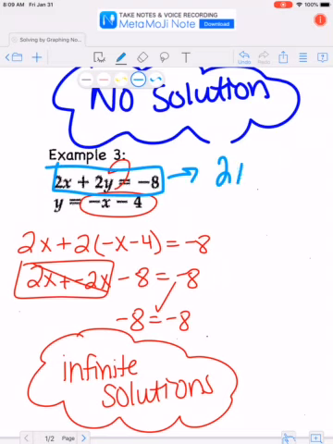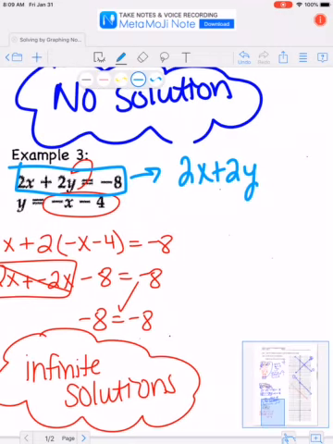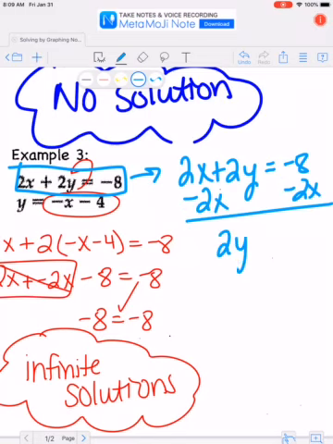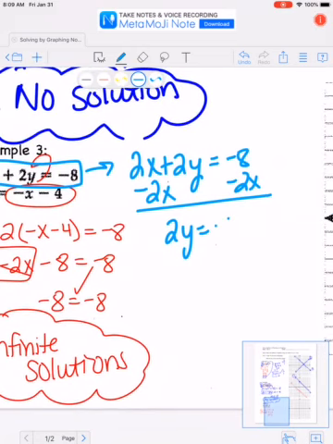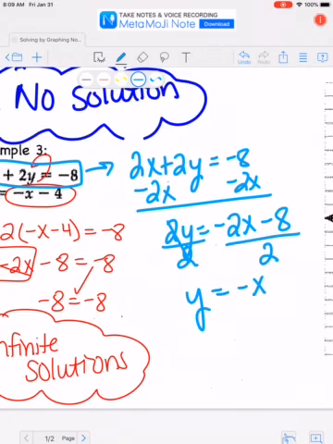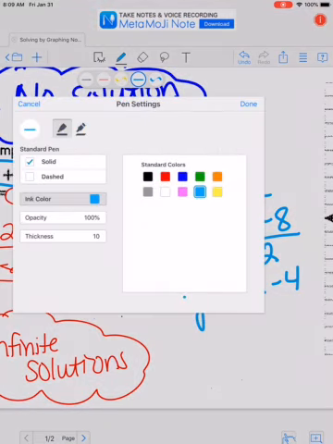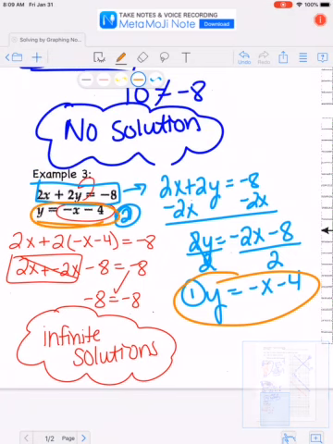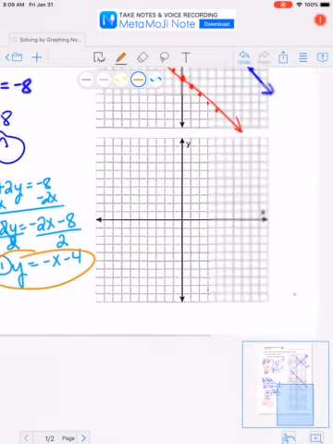So I get 2x plus 2y is equal to negative 8. Subtract 2x. And I get 2y is equal to negative 2x minus 8. Divide by 2. Y equals negative x minus 4. Okay, so this is my first equation, then I have my second equation. If you notice, the first and the second equation are exactly the same. So negative x minus 4, negative x minus 4. So that's why they're infinite solutions.